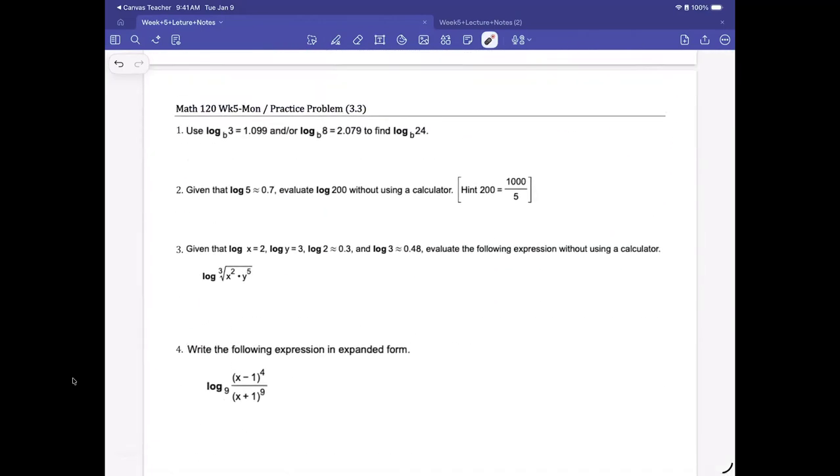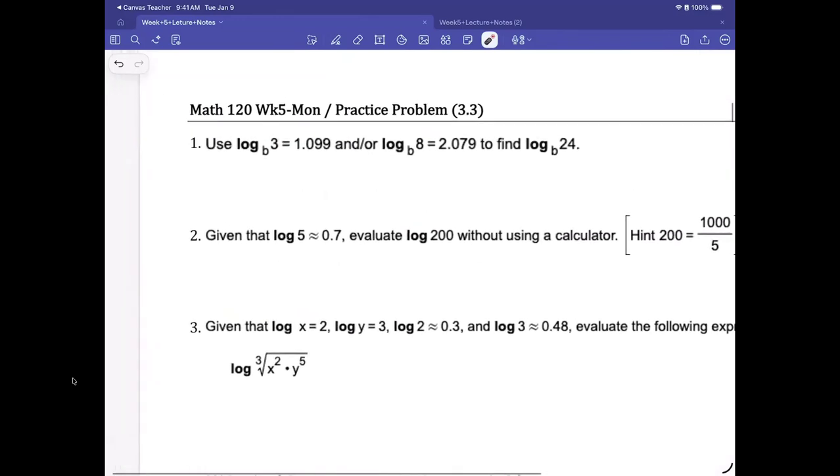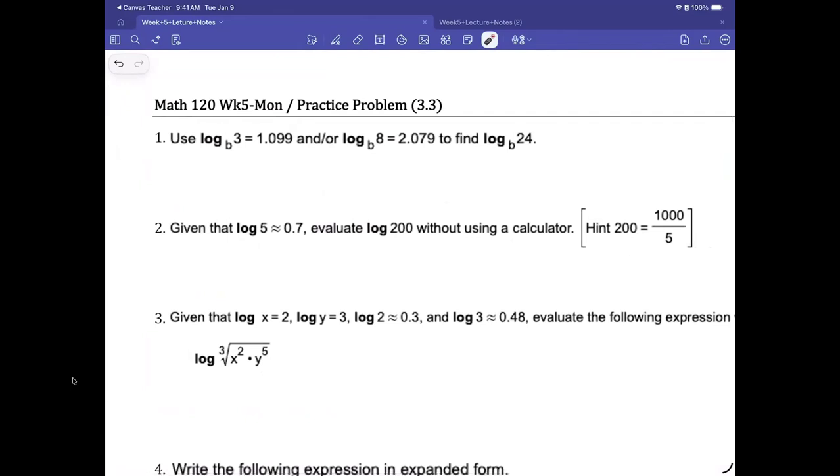Then everything is going to be easy, okay? All right, so let's talk about a practice problem. The log base b of 3 is 1.099, and the log base b of 8 is 2.079, and find the log base b of 24. So how do we do this? For 24, we have to use 3 and 8. As you can see, you can multiply, right? 3 times 8 is 24.